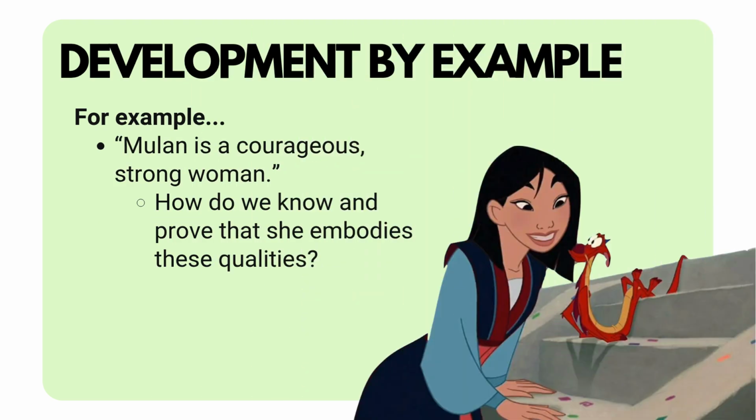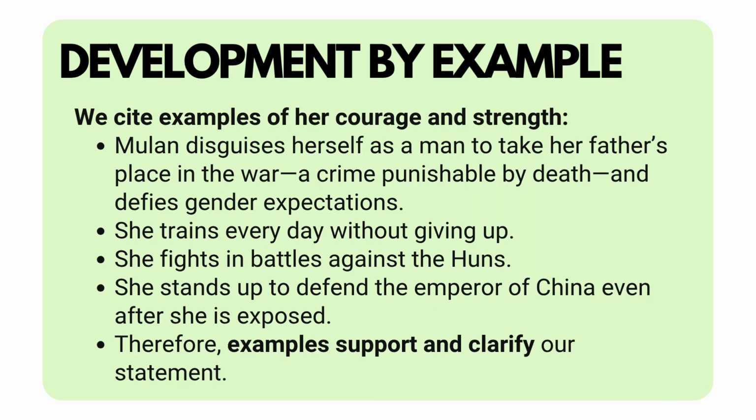So how do we start developing the ideas in our writing using examples? So for example, let's say I say that Mulan is a courageous, strong woman. But how do we know and prove that she embodies these qualities? Well, we would cite examples of her courage and strength, specific examples. So, for example, Mulan disguised herself as a man to take her father's place in the war, and that was something that, if she got caught, she could have been punished for, right? She defied these gender expectations.